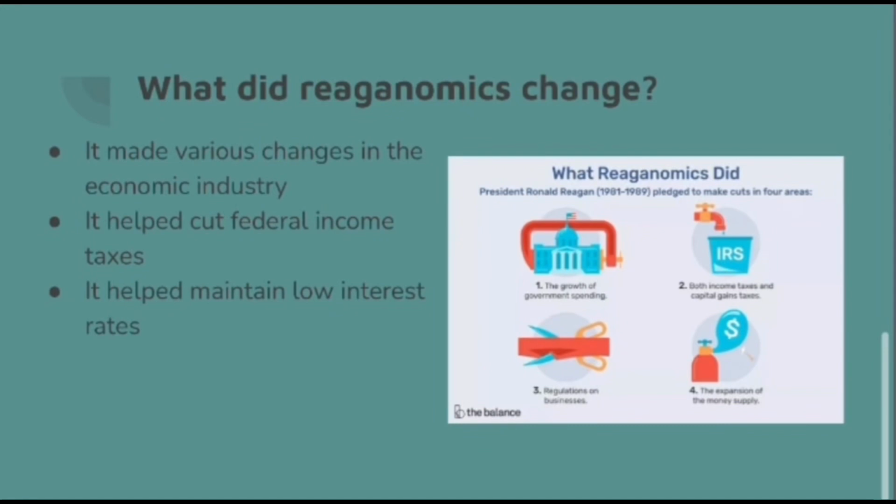Reagan made cuts in 4 areas, which were the growth of spending of the government, both income taxes and capital gains taxes, regulations on businesses, and the expansion of the money supply.